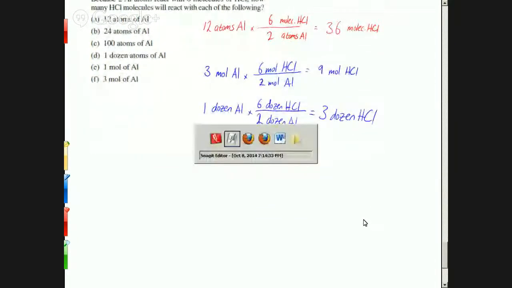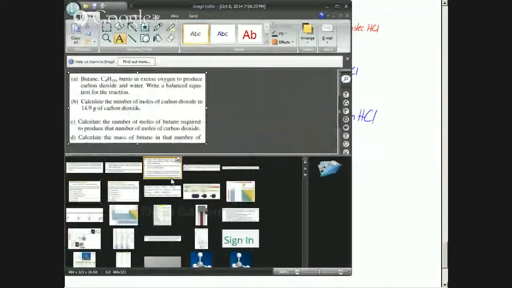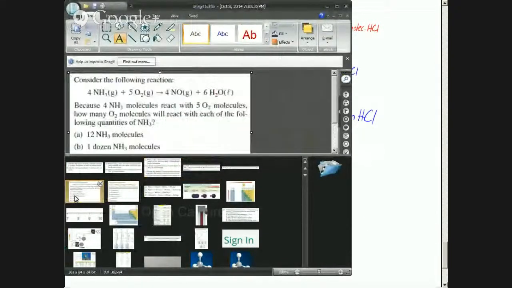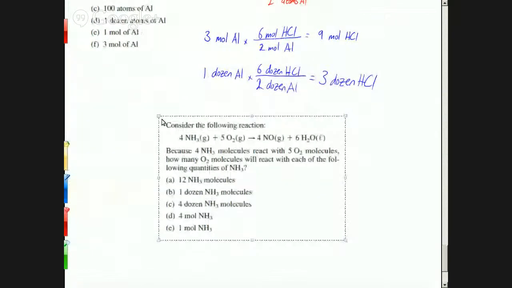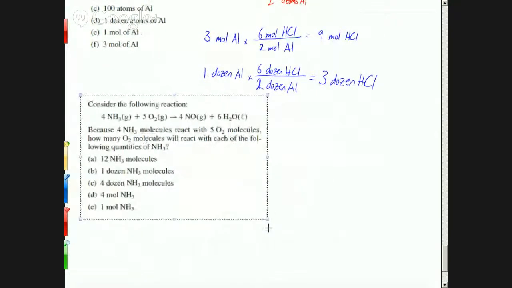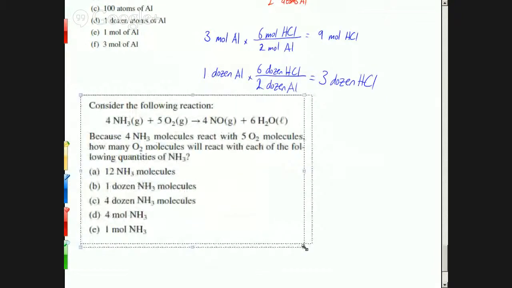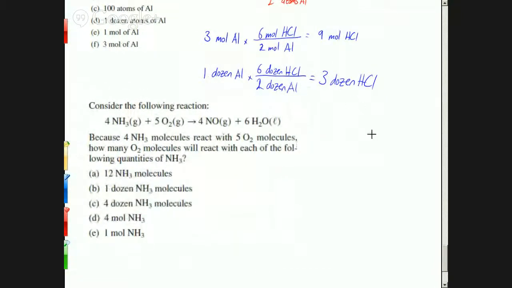The next one, same type of problem, just with a different reaction and a different ratio. So this one you probably are going to need to set up a calculation because it's not as obvious as a ratio. It's a 4 to 5 ratio instead of just a 1 to 3. But see if you can figure out how many oxygen molecules you're going to need for each of these 5 quantities of ammonia molecules.